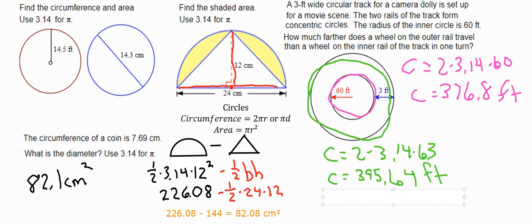So to find the circumference difference, the distance between them, we just subtract. And 395.64 minus 376.8 is 18.84 feet. And make sure you round that to whatever they ask you to.